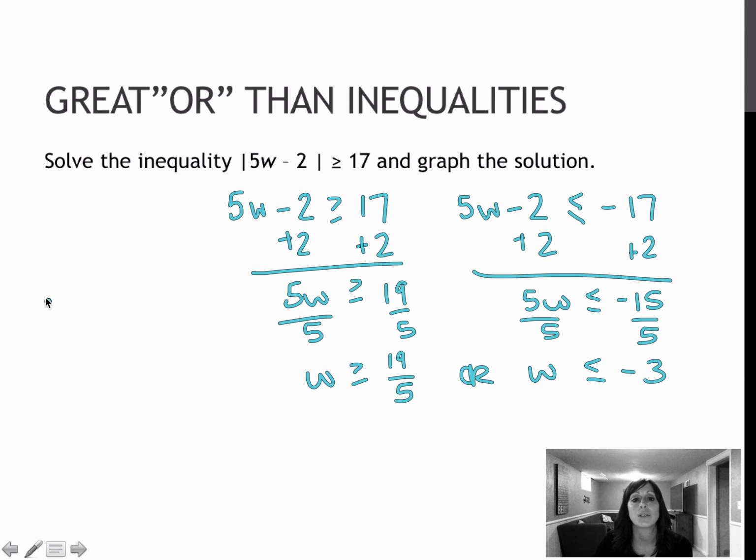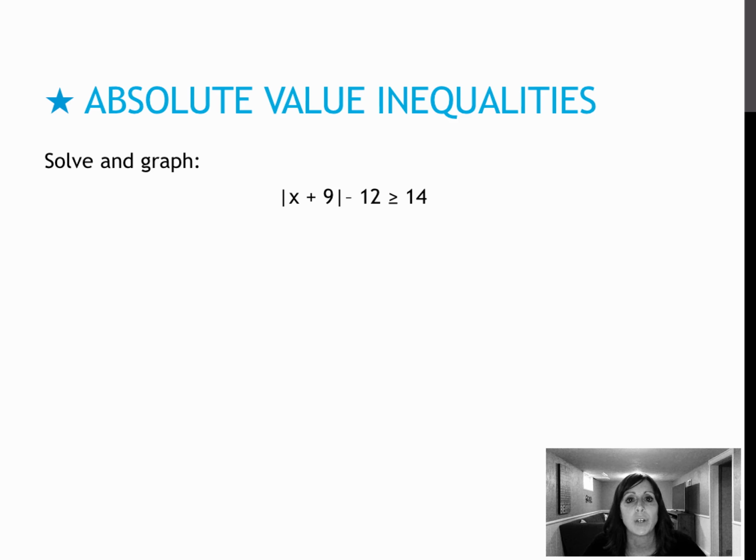To graph that solution, at -3, I would have a closed bracket shaded to the left because those are the values that are less than or equal to -3. At 19/5, I would have a closed bracket shaded to the right. Try this example on your own, then press play to see how you did.